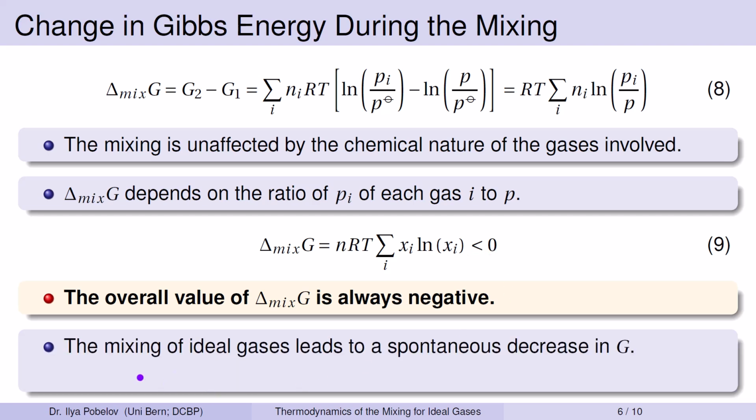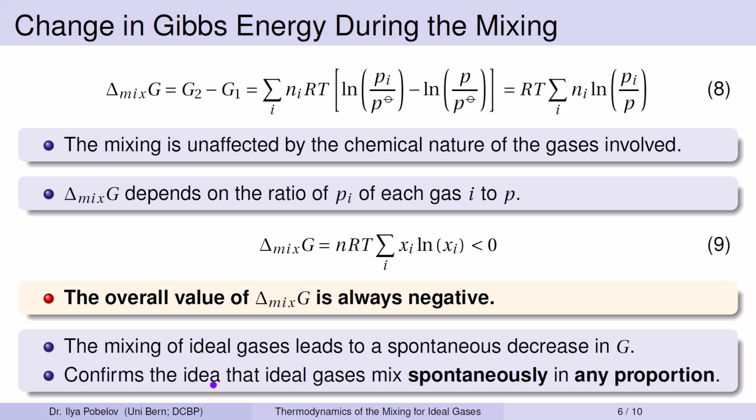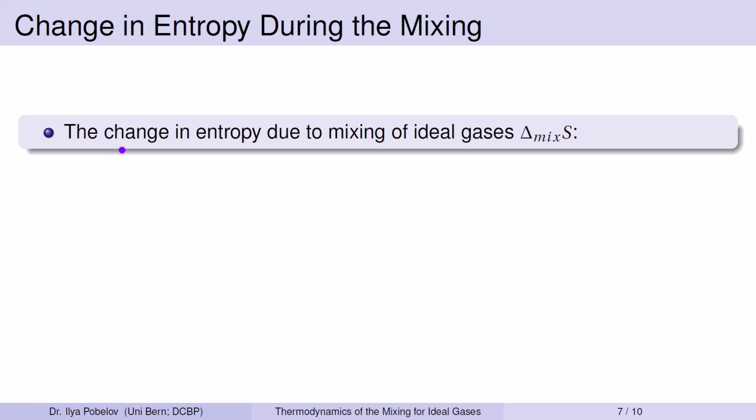We have shown that the mixing of ideal gases leads to a spontaneous decrease in Gibbs energy, confirming the idea that ideal gases mix spontaneously in any proportion. We can also calculate the change in entropy due to mixing of ideal gases. It is directly related to the change in Gibbs energy and is given by delta mix S is equal to the negative partial derivative of delta mix G with respect to temperature T at constant pressure P and the amount of substance of each component Ni.